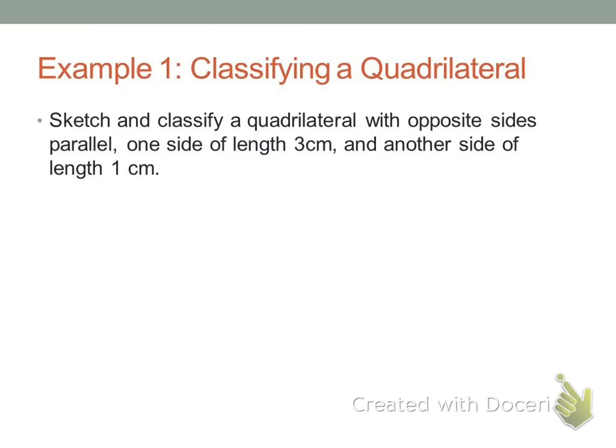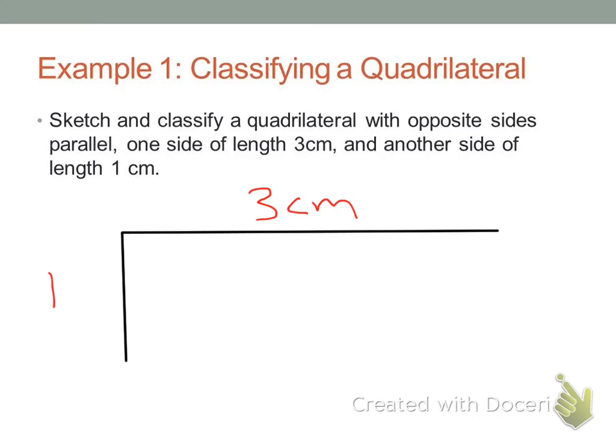But it says that it has sides. One side is 3 centimeters, and the other side is 1 centimeter. So can it be a square or a rhombus? No, it can't, because a square and a rhombus have all sides congruent. So what does it have to be? It has to be a rectangle.